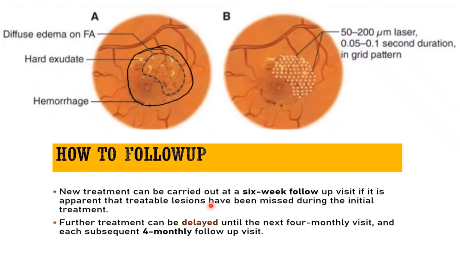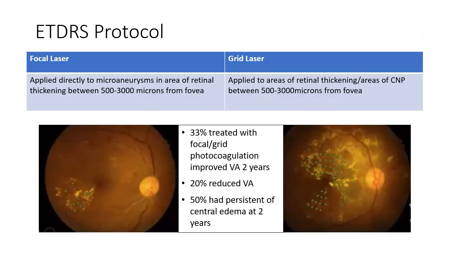Now, how to follow up? New treatment can be carried out at the 6-week follow-up visit if it is apparent that treatable lesions have been missed during the initial treatment, and further treatment can be delayed until the next 4-monthly visit and each subsequent 4-monthly follow-up visit. So that was about your grid lasers.